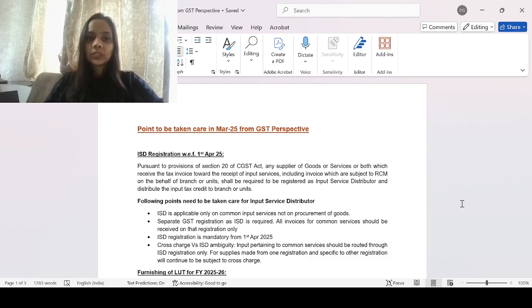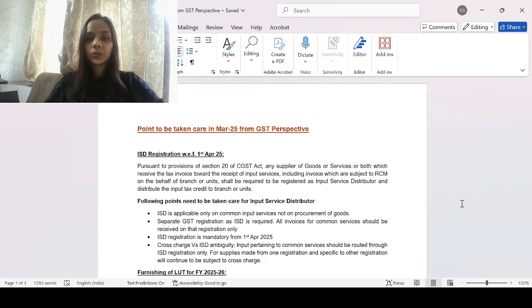First and foremost is ISD registration. As you already know, ISD registration is becoming mandatory from 1st April 2025. What is an ISD registration? ISD registration is needed when we are procuring any kind of services at the head office and using them for multiple GST registrations of the same entity. We can distribute the input tax credit of these common services through an ISD registration.